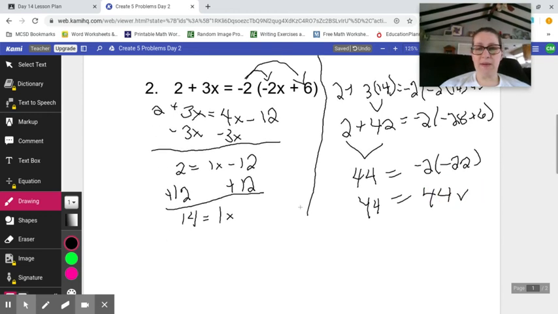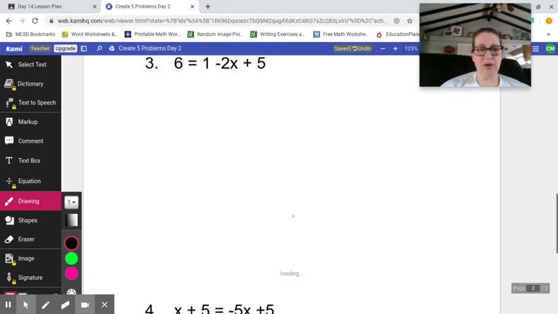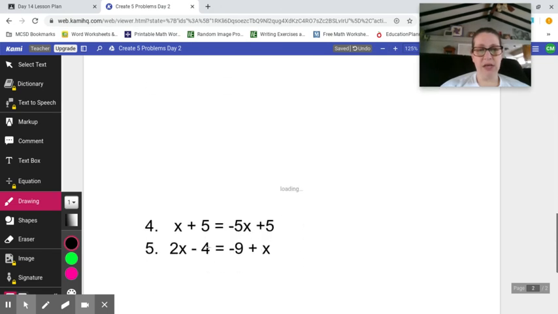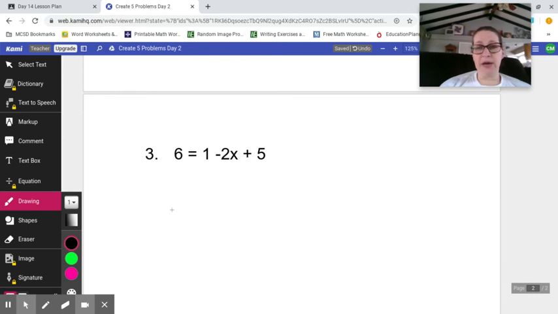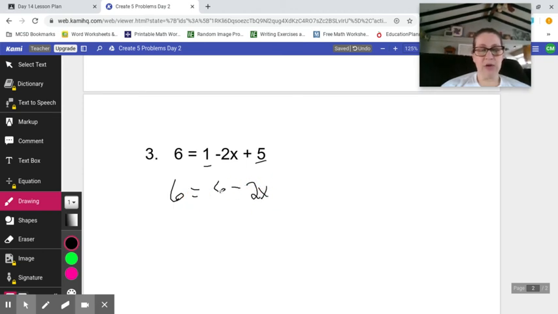Okay, last problem that I'm going to do with you, and then I've got 2 other problems down at the bottom of the sheet that you can work on your own. But if you need help, go ahead and contact me. Okay, let's look at this problem. What we're going to do is we're going to combine our like terms. 1 plus 5 is 6. Okay, I'm going to move my 6 to the other side. So right now it's a plus 6, so I'm going to subtract 6.